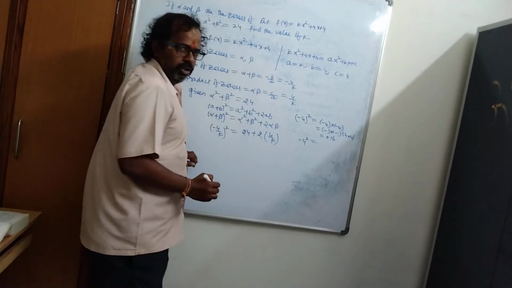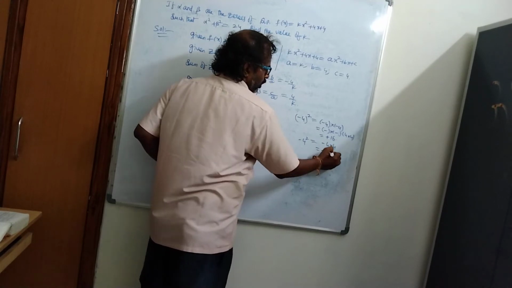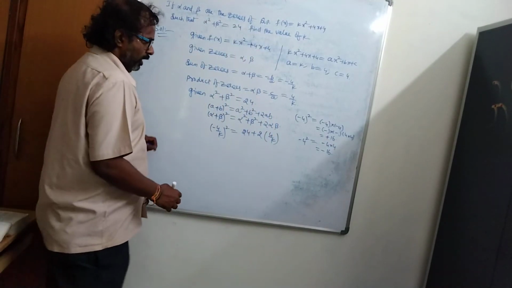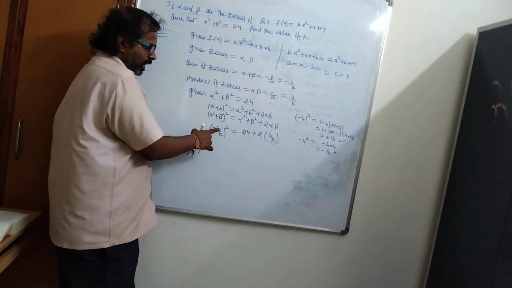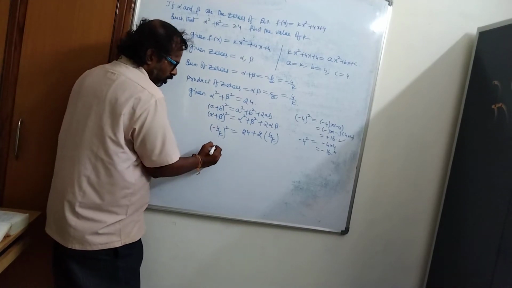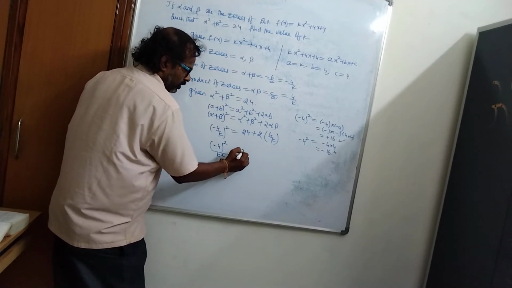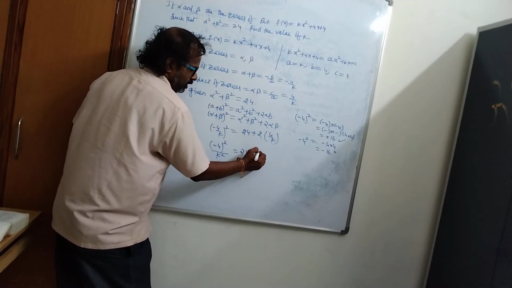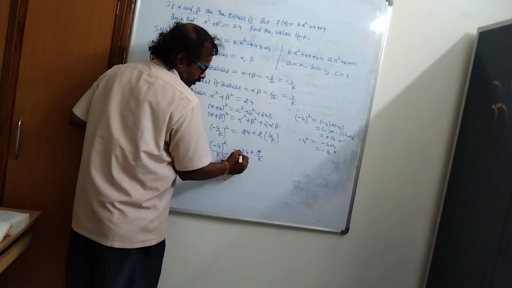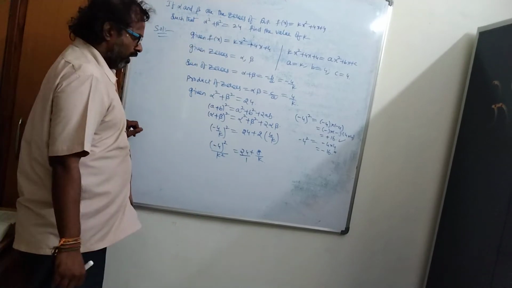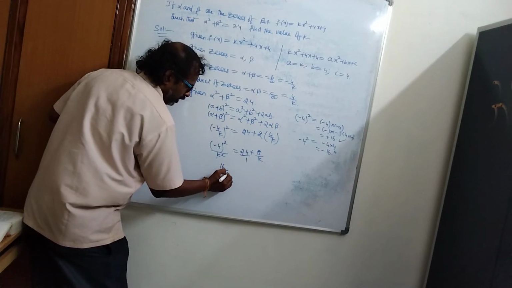But some students will write -4² as -4 into 4, which is -16. Here we are not supposed to take that, because the bracket is there, even for -4. So we write it as (-4)²/k² = 24 + 2 fours are 8/k. Now here 24 can be written as 24/1. Now (-4)² is 16/k².